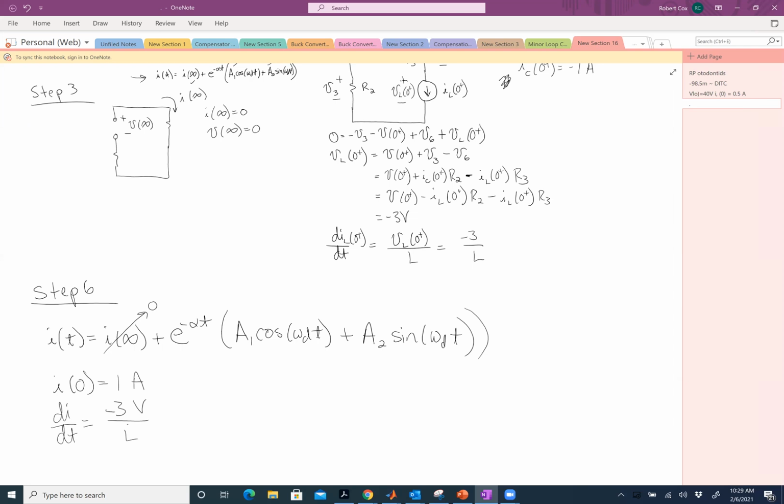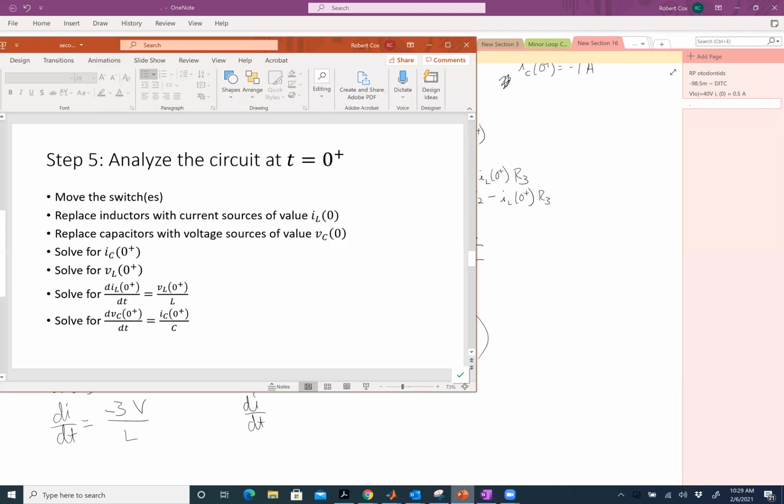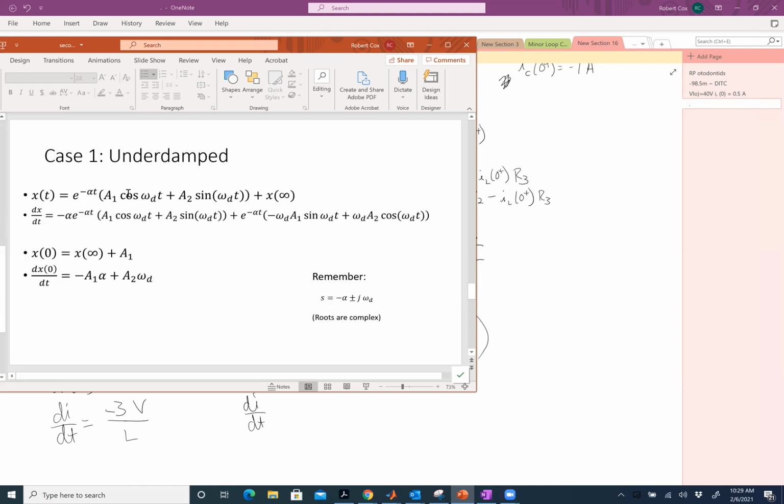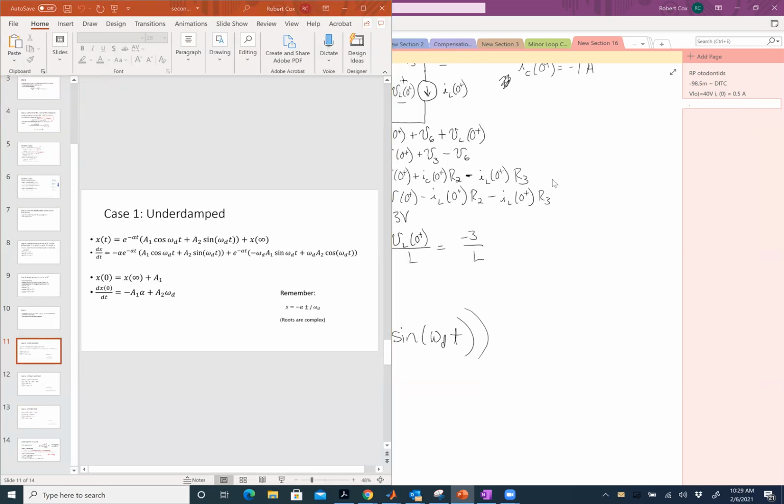So what I do is I take this expression right here. Remember, we plug in t equal to 0 into I, and we plug in t equal to 0 into the derivative, and we simplify those expressions. So what I did was I gave you what that looks like. In the case of underdamped, we took the derivative and plugged in t equal to 0. I have these results right here. So I'm going to put these two things next to each other.